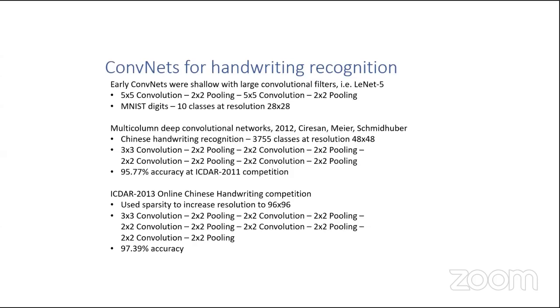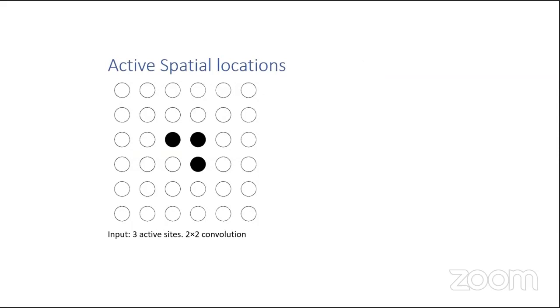Because the convolutional filters are smaller, the receptive fields in these deeper networks grow more slowly. Therefore, a large percentage of the hidden units are not seeing any of the input character. This makes it practical to accelerate the calculations using sparsity and even make the networks bigger. For the 2013 competition, I used spatial sparsity to train a slightly deeper network at double the resolution, improving the accuracy to 97.39%.